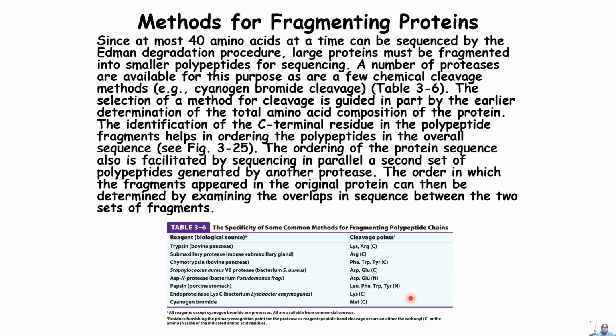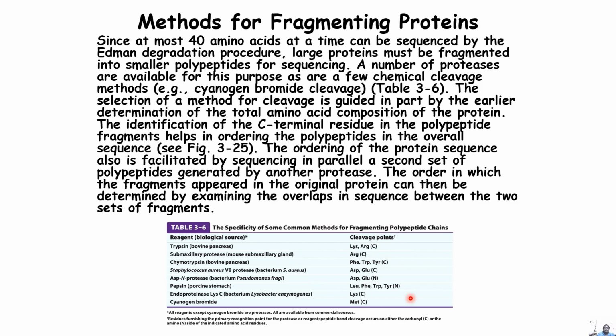So what are the methods for fragmenting proteins? Since at most 40 amino acids at a time can be sequenced by the Edman degradation process, large proteins must be fragmented into smaller polypeptides for sequencing. A number of proteases are available for this purpose, as are a few chemical cleavage methods, like cyanogen bromide cleavage.